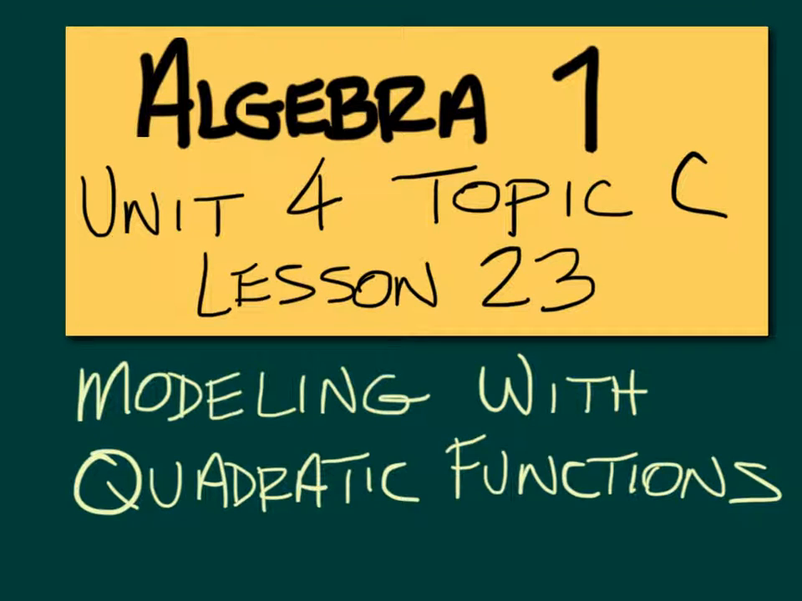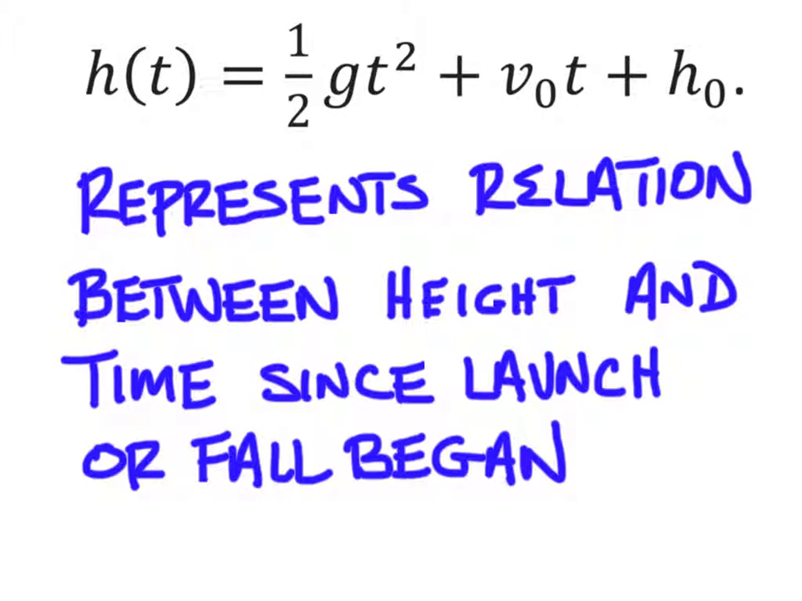Modeling with quadratic functions. This is part 1 of 2. We're going to have to use this function, and we looked at it a little bit yesterday, and that is h of t equals 1/2 gt squared plus v sub 0 t plus h sub 0. These sub zeros in here are just another way of identifying a variable.